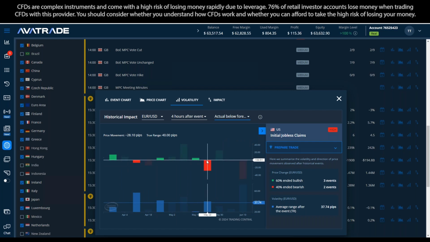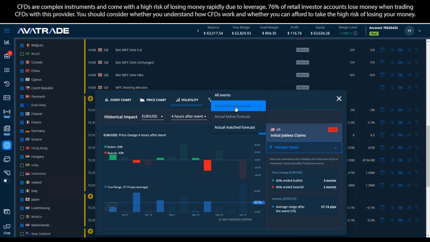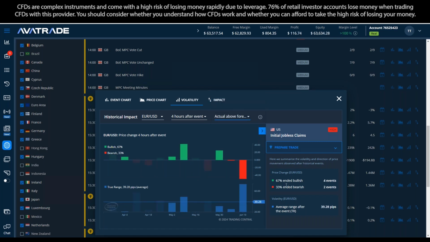and the largest movement was a downward movement. So there's actually a leaning towards a strengthening USD if the jobless claims are lower than expected. Okay, but there's stronger momentum if this comes in above forecast. You can see it. Okay, 67% compared to 33% up.